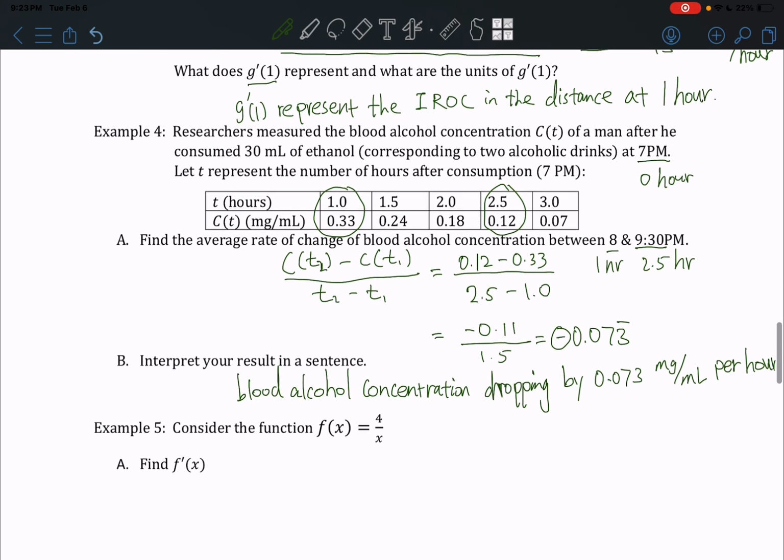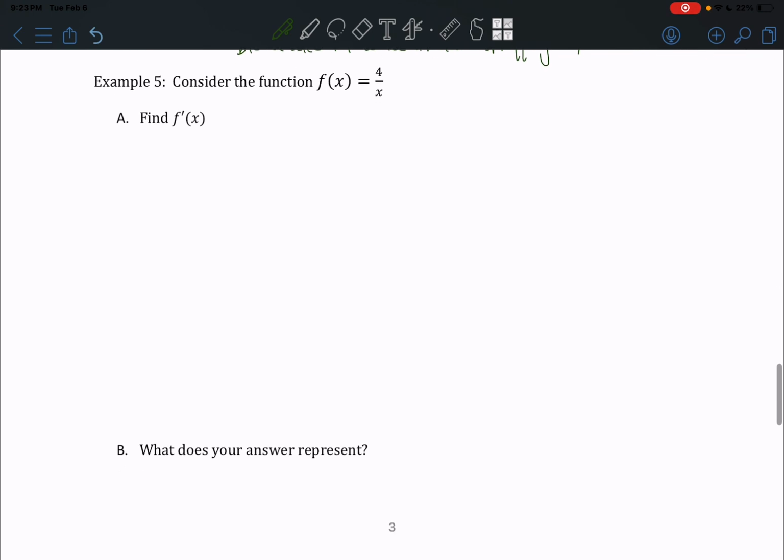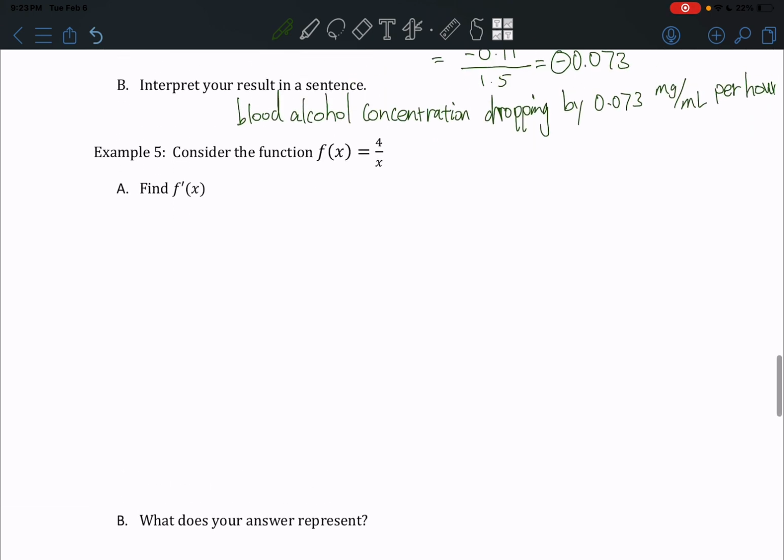Okay, let's go ahead and take a look at this last example here. Find the derivative. Here, this one takes a little bit of algebra work. Let's take a look. At this point, you just have the derivative by definition, so we have to use that. So here we go. f prime of x equals the limit as h approaches 0 of f of x plus h minus f of x, all over h.